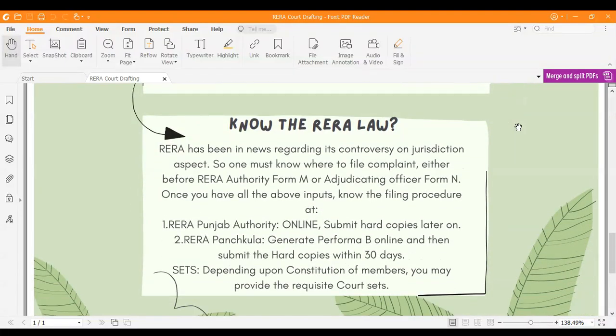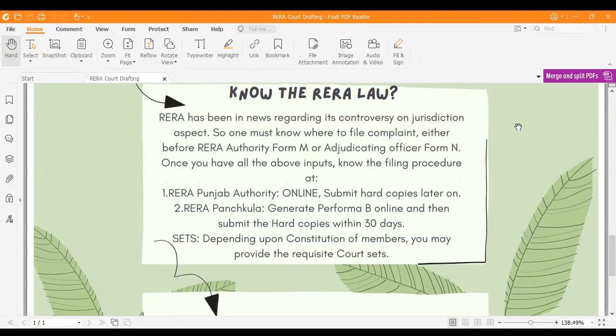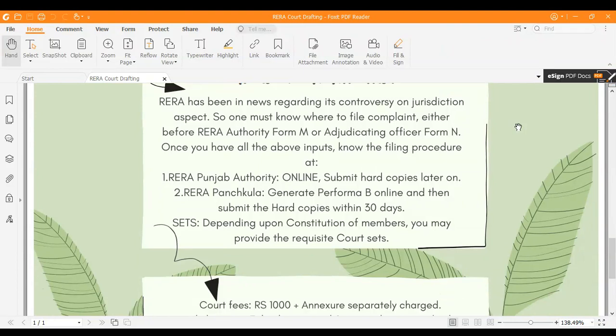Now, before you start drafting, it is very obvious that you should know the RERA law. What does it stand for authority? What does Form M mean? What does Form N mean? And what is the adjudicating officer?